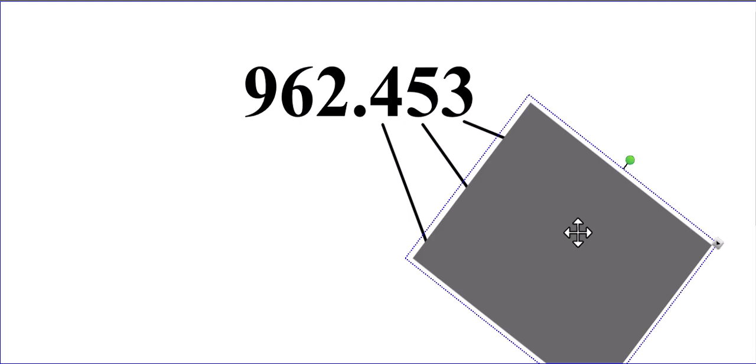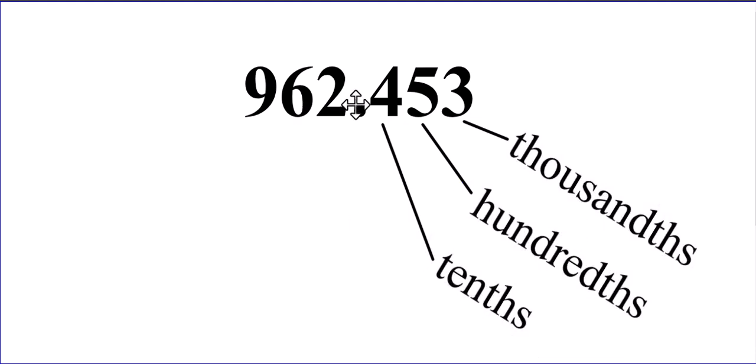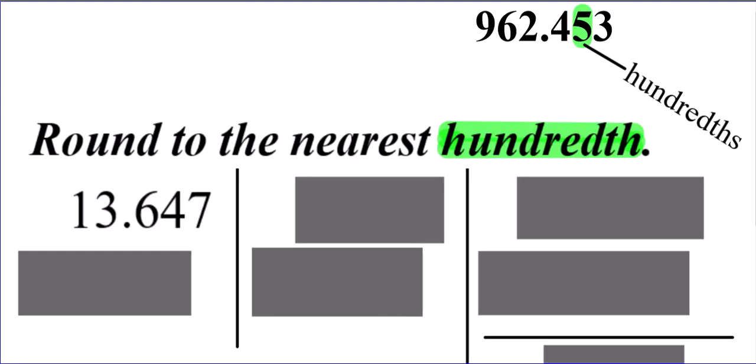Quick review on vocabulary. Make sure you know the place values to the right of the decimal point. The first place value is called the tenths, next one's called the hundredths, next one's called the thousandths. On this video, we're going to be talking about rounding to the nearest hundredth. Now remember, that is the second digit to the right of the decimal point.